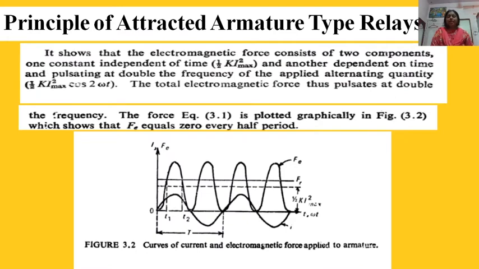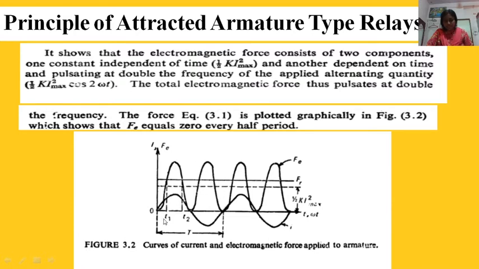It shows that the electromagnetic force consists of two components. The total electromagnetic force pulsates with double the frequency like this. On the x axis we have omega t, on the y axis we can plot I and electromagnetic force. This is our original AC input quantity. This is one cycle, time period T. This indicates our electromagnetic force. It is the square of current, Fe is equal to K into I square.